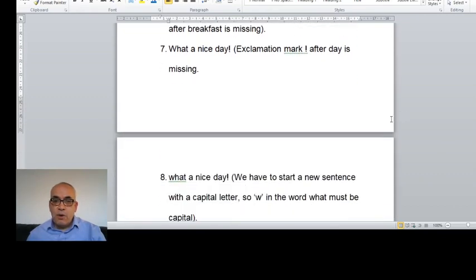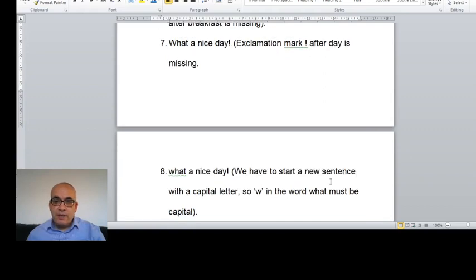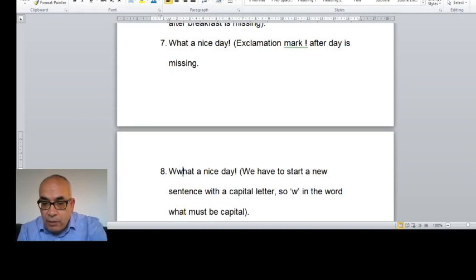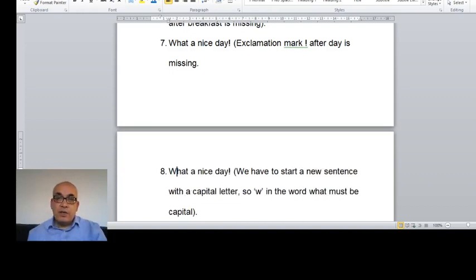Number 8, what a nice day. Here I put an exclamation mark, but as you can see, w is a small letter, and as you know, we have to start a new sentence with a capital letter. So the w in the word must be capital. So this one should be capital W, and now it is a correct sentence.